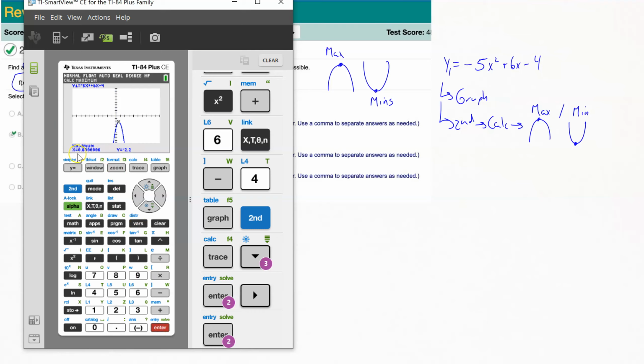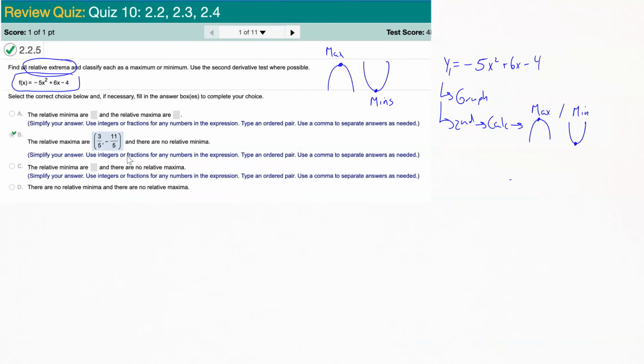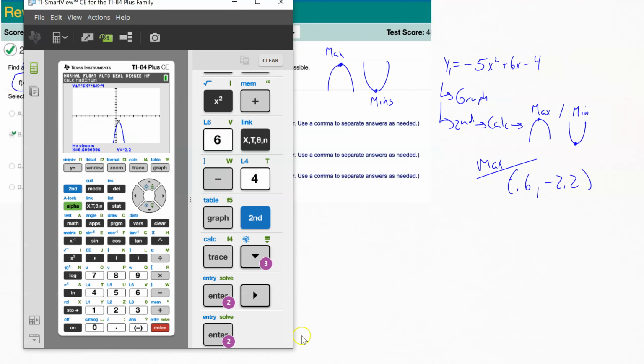What we're looking at right now is x equals 0.6 and y equals negative 2.2 for our max. So we have 0.6 comma negative 2.2. That's where our max is happening. You'll notice that they talk about using integers or fractions for any numbers, and 0.6 and negative 2.2 are definitely not integers or fractions. So we need to turn those into fractions.